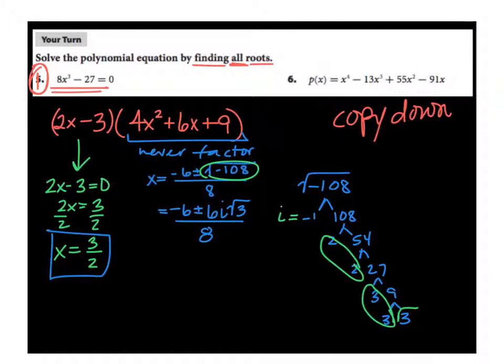And if we look at our whole numbers, so I'm looking at my -6, my 6, and 8. What can I take out of all 3 of those? I can take out a 2. So if I divide all of that by 2, I'm going to have -3 plus or minus 2i square root 3 all over 4.